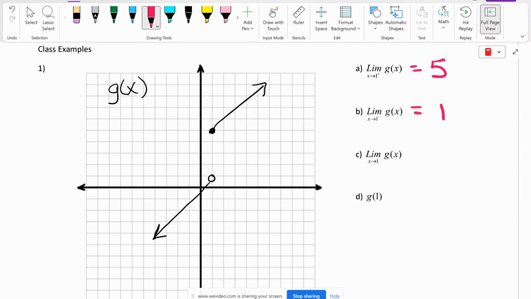Okay, but now I'm just asking, what is the limit as x approaches 1 in general? Well, from the positive side, we're at 5. From the negative side, we're at 1. Are they allowed to be different? No. So what do we write? DNE, does not exist. All right.